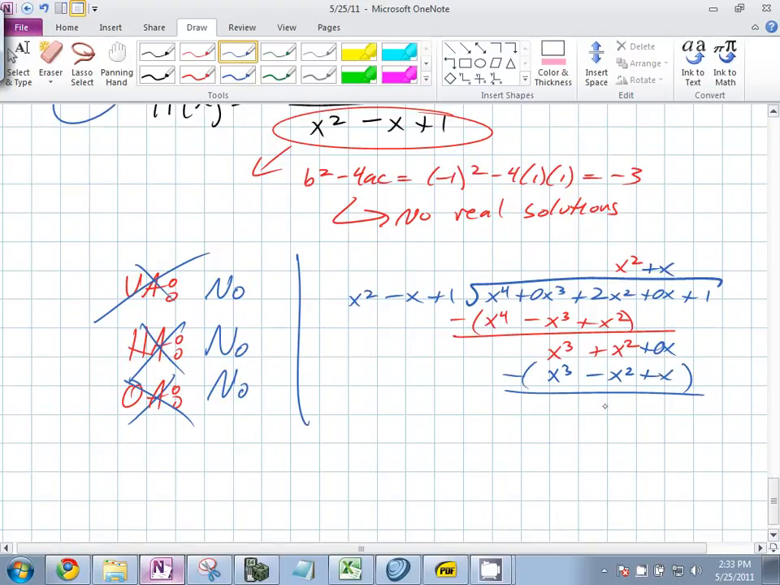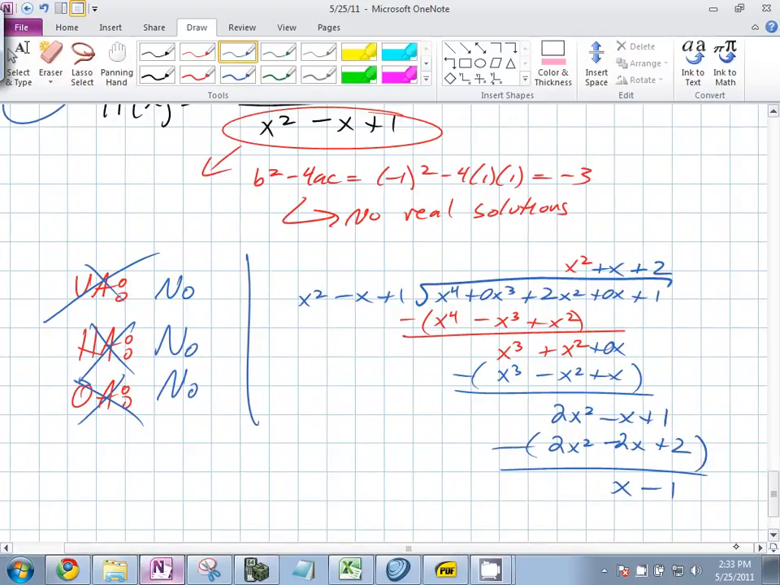2x squared. That's it, right? Minus x, thank you. Plus 1. Now what do you put up here? Plus 2. 2 times that is 2x squared minus 2x plus 2. Subtract, and you're left with x minus 1. Do you go any further? No, so this thing's going to be x minus 1 over x squared minus x plus 1.